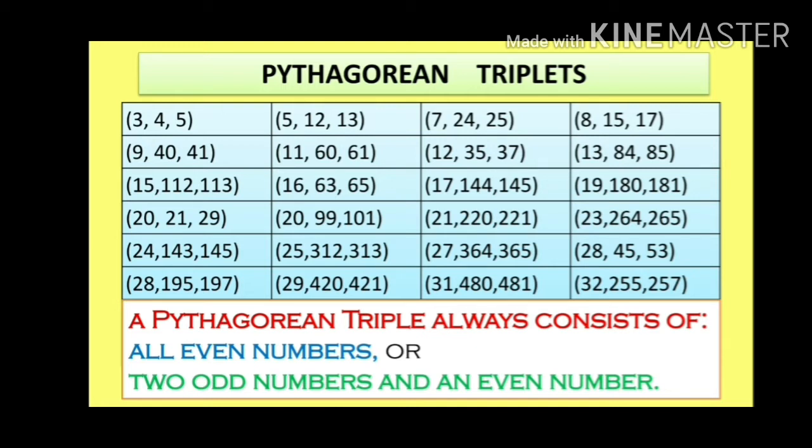All three numbers cannot be odd, because we know that the square of an odd number is always odd, and the square of an even number is always even. So if all three are odd, when we add the squares of two odd numbers, we will get an even number because odd plus odd is even. But we know that the third side is also odd, so its square will also be odd. So here there is a contradiction. So all three cannot be odd.